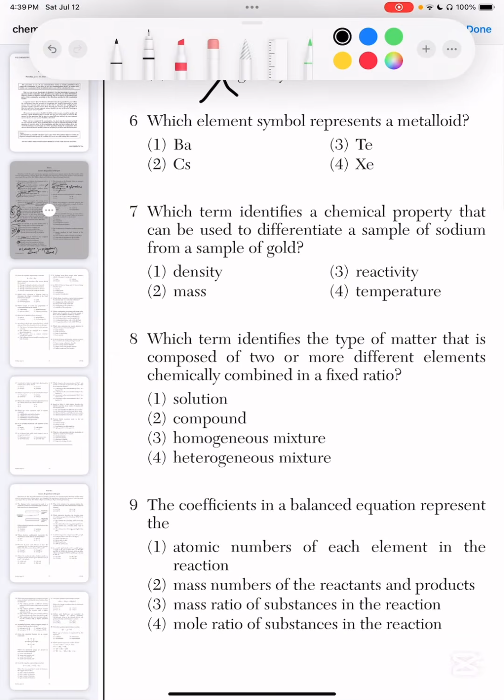And then, which element symbol represents a metalloid? A metalloid is something that is on the staircase. So if we look, cesium is on the opposite side, and so is barium. So it would be tellurium, because this is a noble gas and not a metalloid.